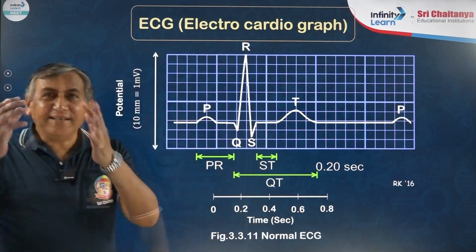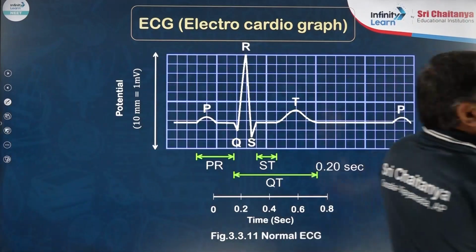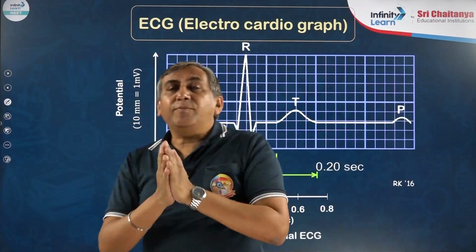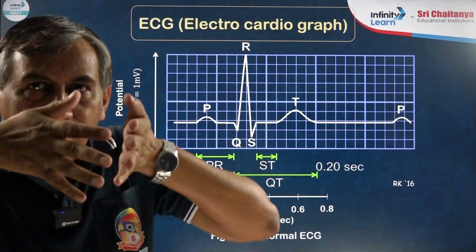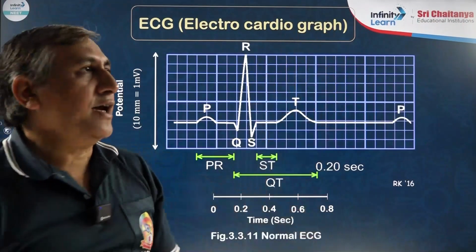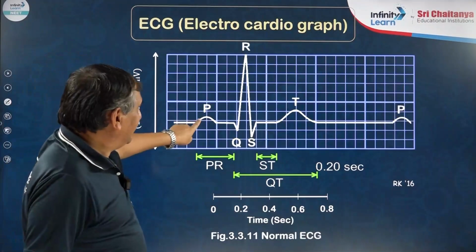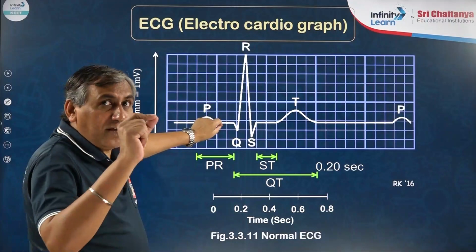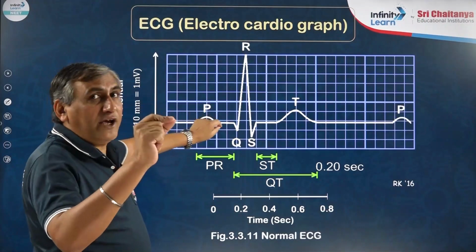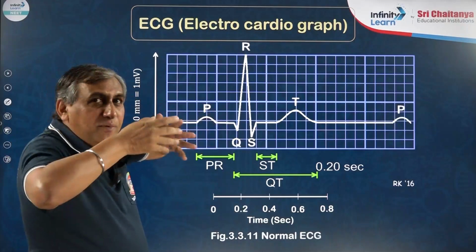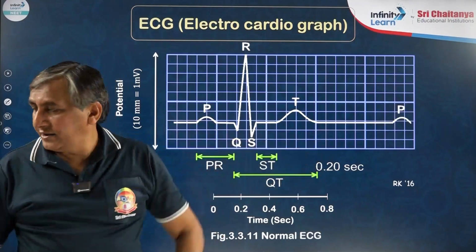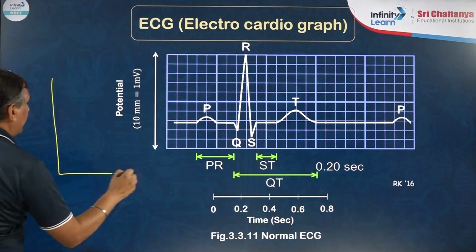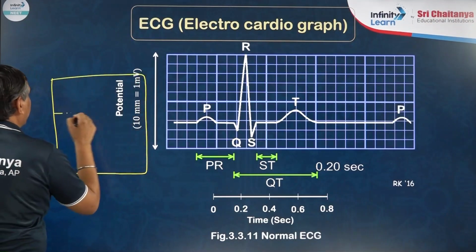So I will explain. I said about the nodal tissues. Sinoatrial node. From the sinoatrial node, it comes to the AV node, AV bundle, bundle branches, Purkinje fibers. I said last time. So what is indicated by the P wave? P wave indicates the origin of impulses from the sinoatrial node. They will reach both atria and they will contract the atria.